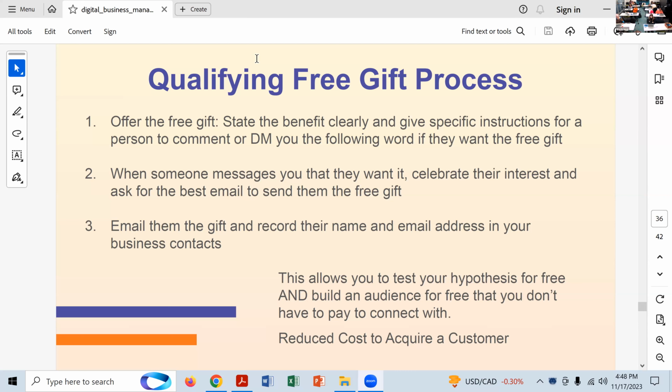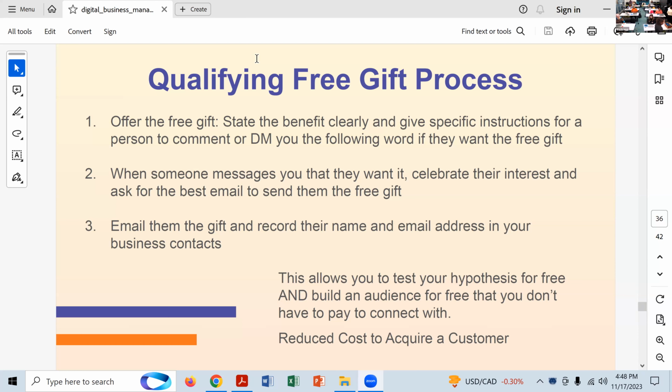So when you are building an email list of qualified people, you are seriously reducing the cost to acquire a customer. Because think about this. Someone sees an ad that says, I want to give you a free gift. Do you want it? Sure, I'll take a free gift. I want to sell you something for $200. Yes, okay, yes.